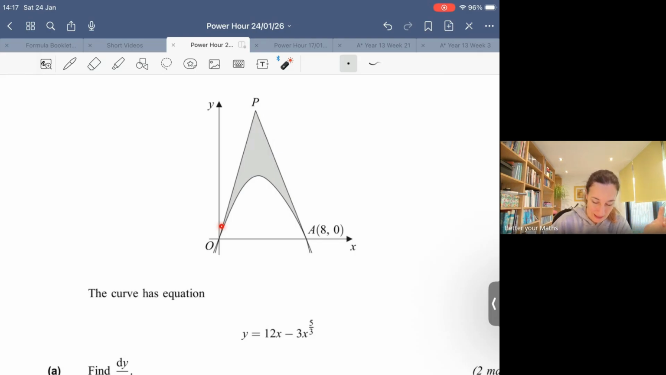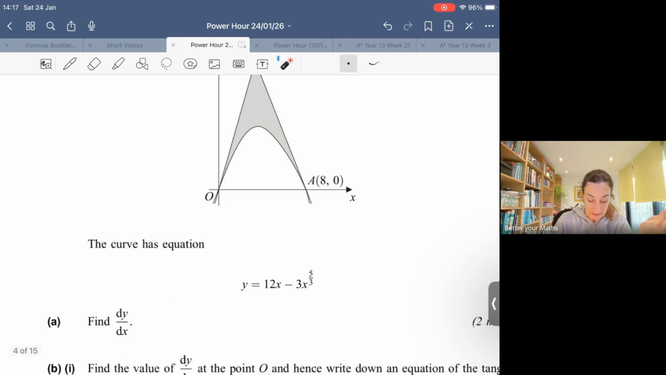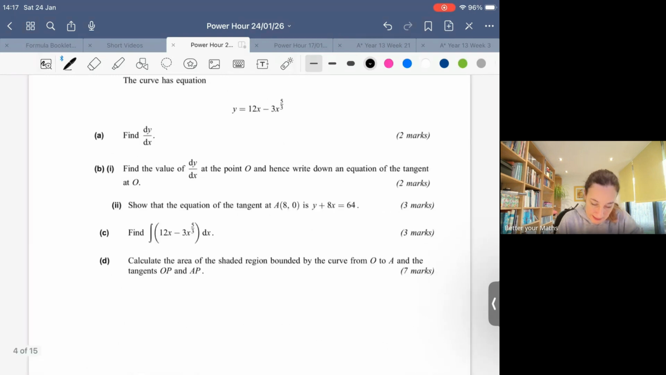So we have this curve. This is the equation. It's a polynomial. And we have to find the derivative. It's a polynomial. All of you, because this is year 12 content, should know how to differentiate this. So dy by dx is going to be 12.